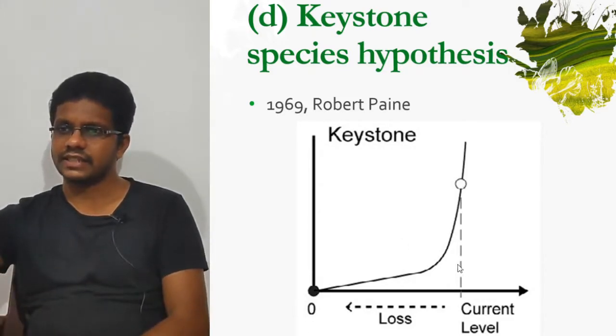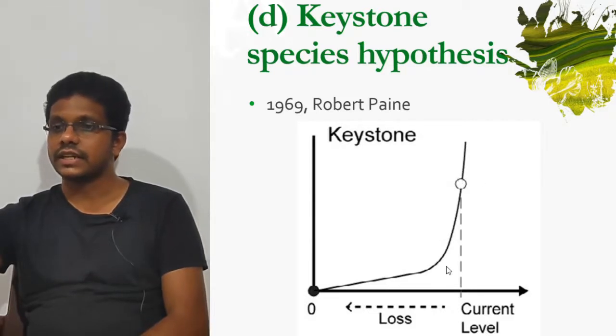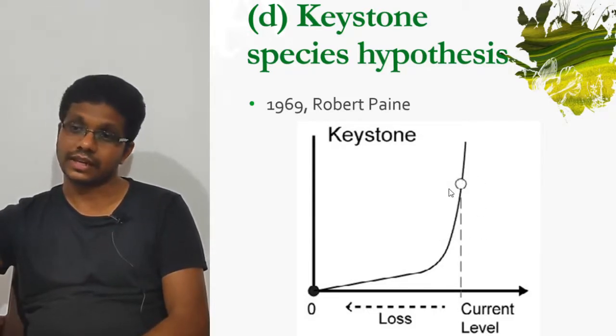This is the graphical representation. Here we have this point. We lost the keystone species. If we lose this keystone species, all of its activity is gone, the ecosystem function is going to deteriorate, and there will be a sudden loss in ecosystem functioning.